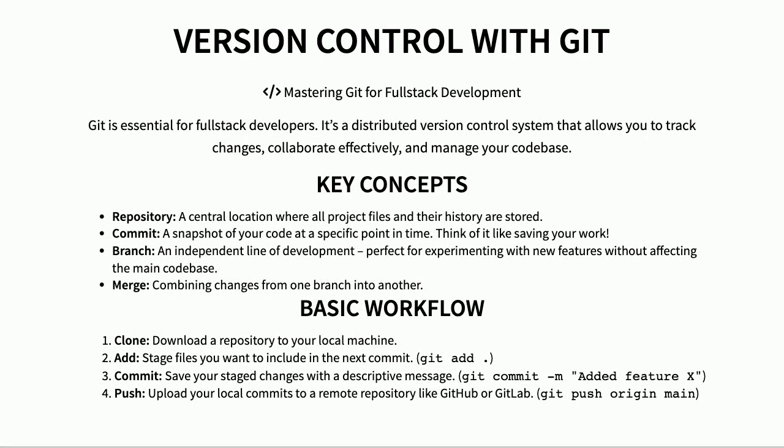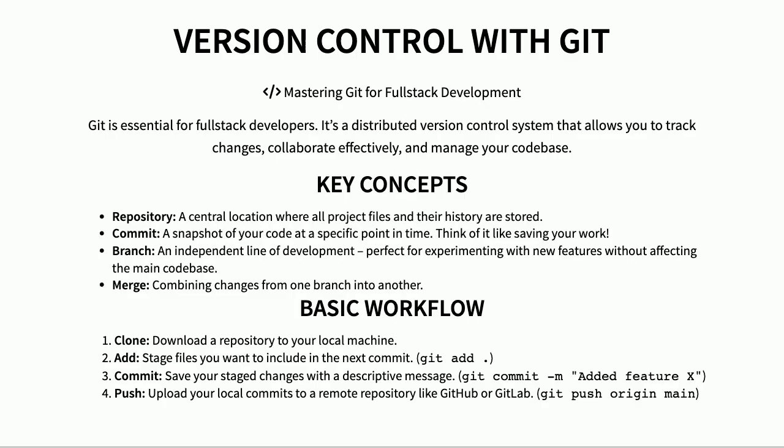Okay, let's talk about Git. It's absolutely crucial for any full-stack developer. Think of Git as your project's time machine and collaboration tool all rolled into one. It allows you to keep track of every change you make to your code, so if something goes wrong or you need to revert to an earlier version, you can easily do so.